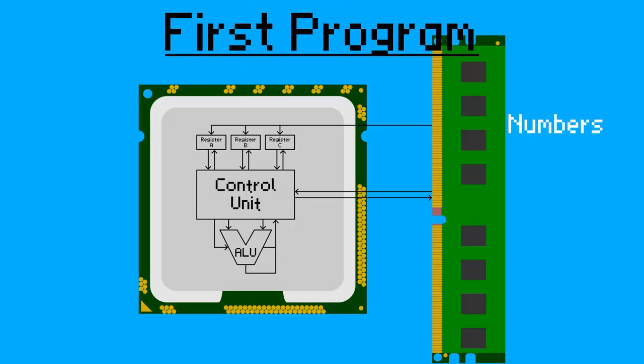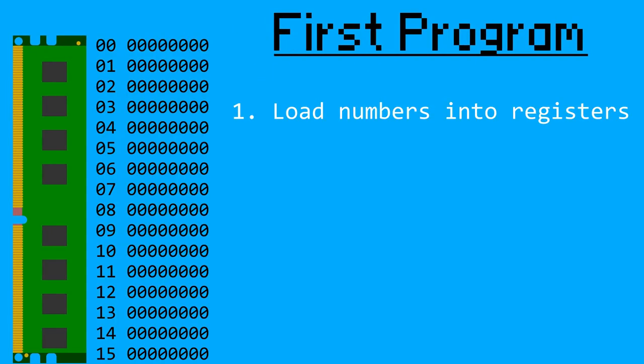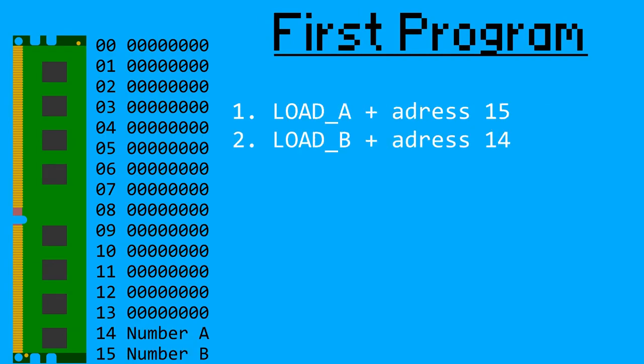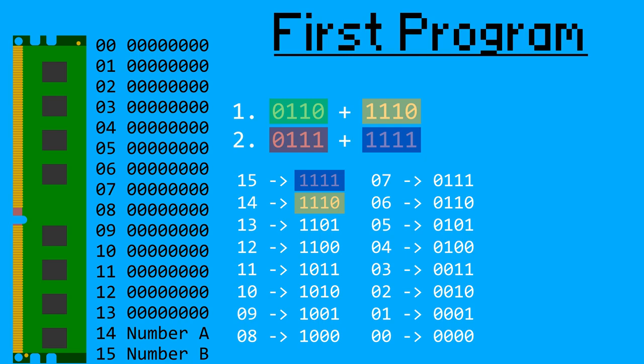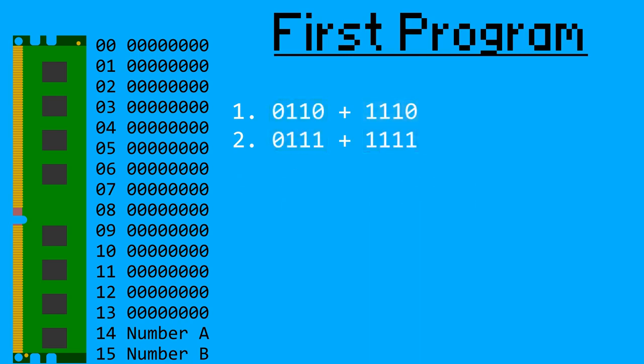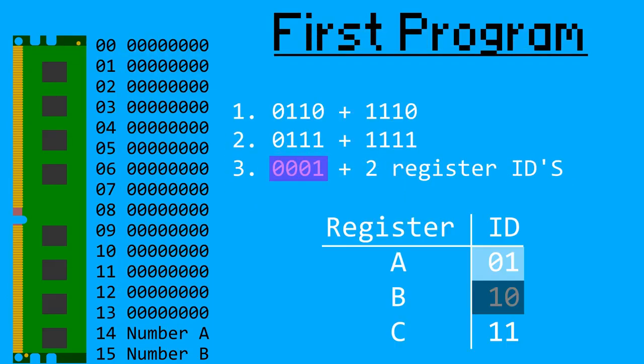First, we need to get our numbers from our RAM into the CPU's registers, so we need to specify where we want to save them in our RAM. Let's use the two last memory locations for that. So the first two lines of our program are made up by the opcode and the memory address. For our third line, we need the add opcode and two register IDs, which could be the following.